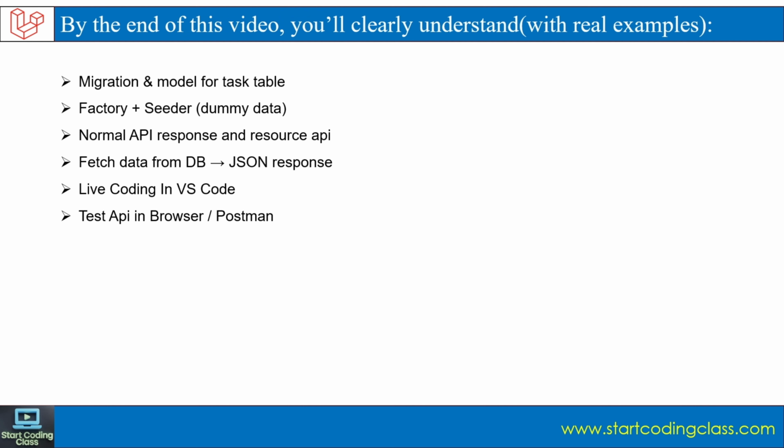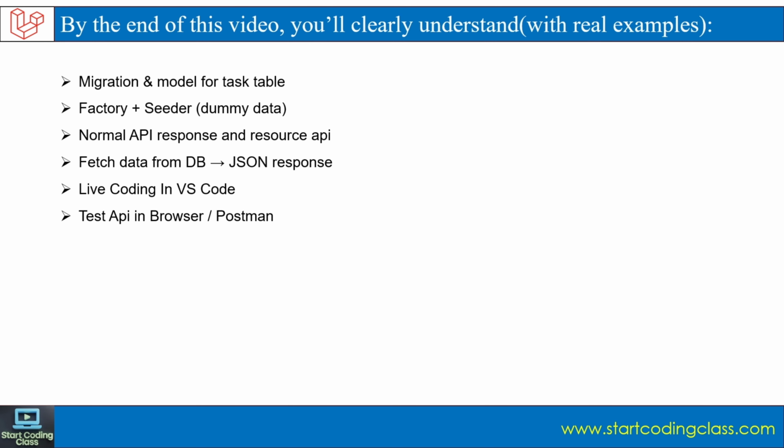By the end of this video, you will clearly understand, with a real example, the migration and model for the task table. In the previous video, we covered factory and seeder for dummy data, but not for the task table. We created them for the user table. So migration, model, factory and seeder you can see in my previous video in my playlist. The link is given in the description.